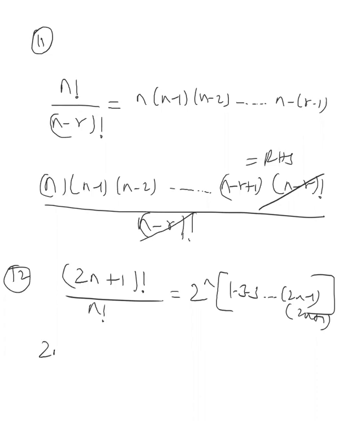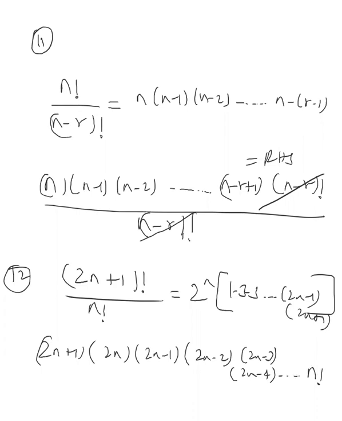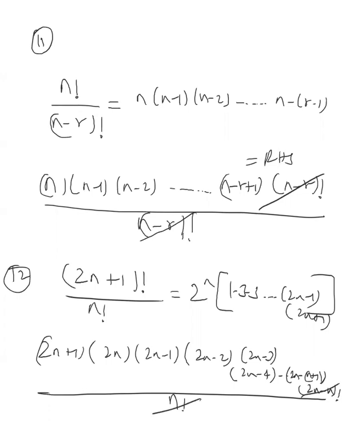Here what you can do now, 2n plus 1, 2n, 2n minus 1, minus 2. Then at some point of time, n factorial will also come, right? Finally, 2n minus n will come, right? 2n minus n plus 1 will come. Then 2n minus n factorial will come. This will cancel with this one.